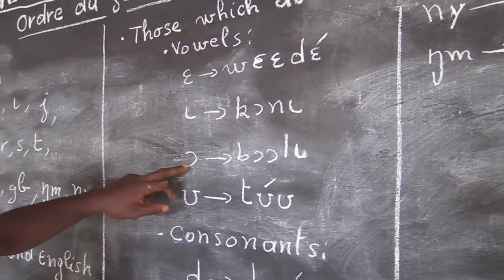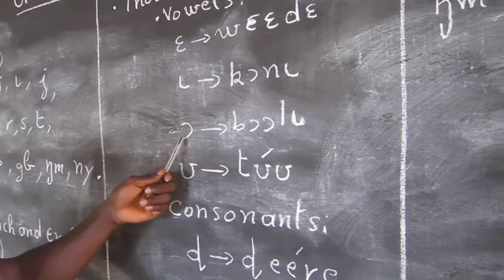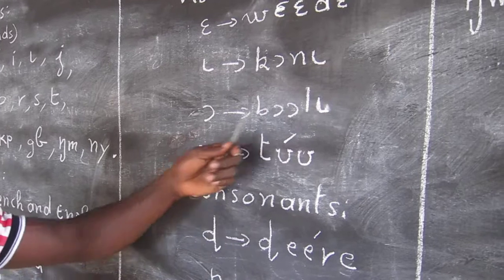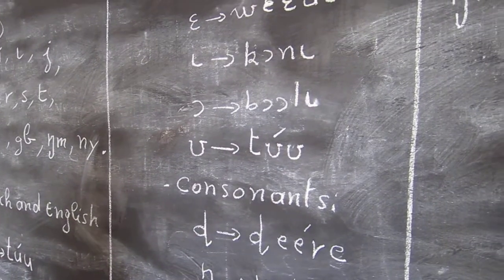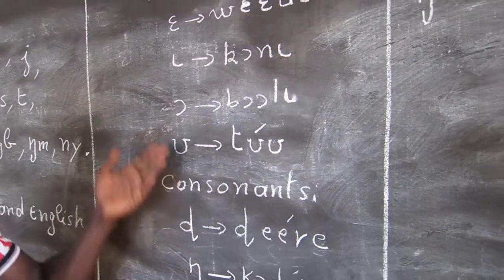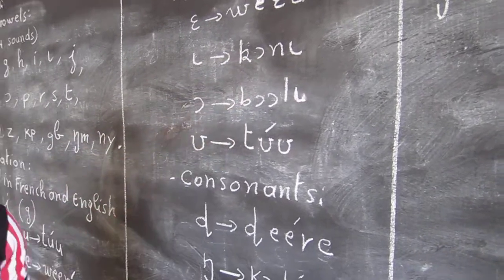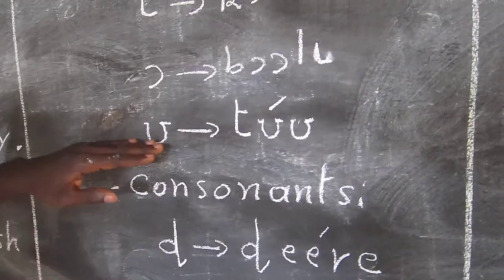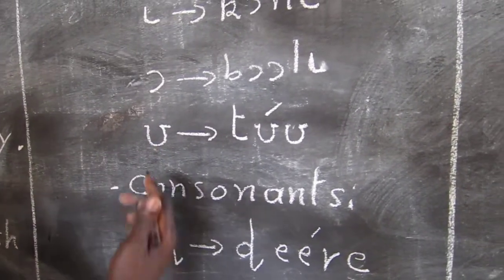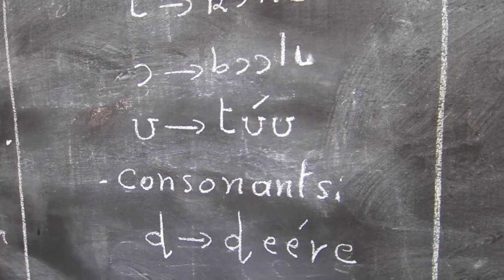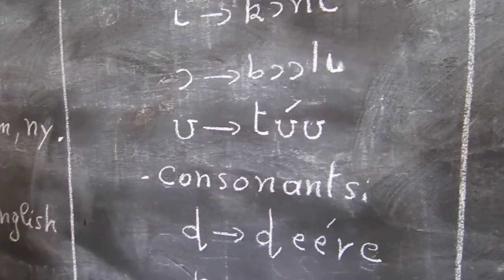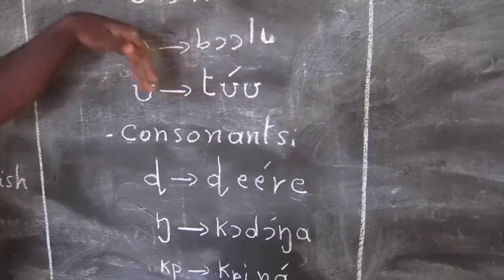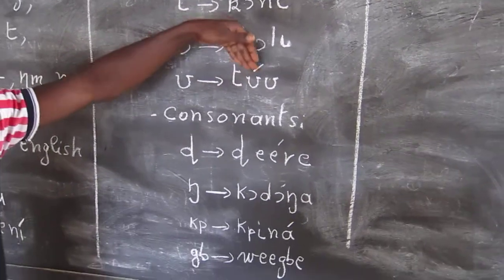And then we have this one which is O. We can find it in the word bole, which means football, ball. It is a borrowed word from English. And this one is tung. You can find it in the word tung. It is bees. The plural form of bee is bees. You can find it in this word tung.